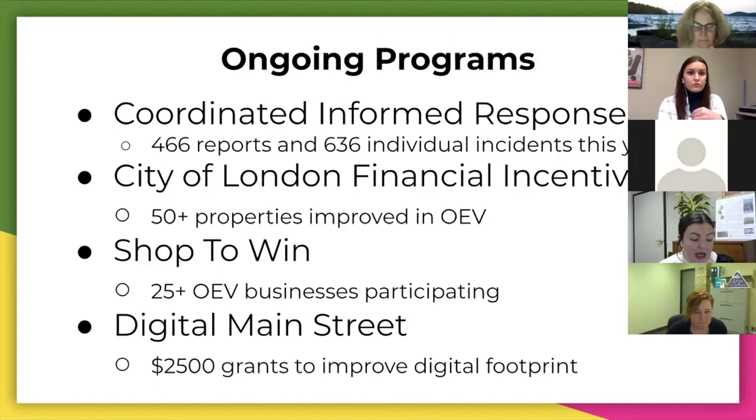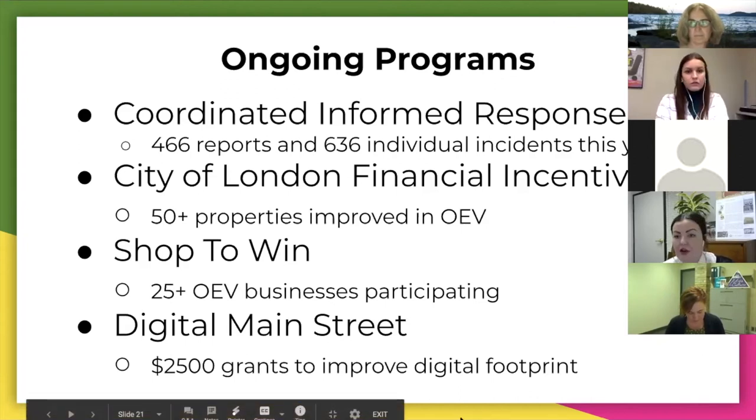This has been a very challenging year in terms of street activity in OEV, as it has been largely exacerbated by the COVID-19 shutdowns. Since the beginning of 2020, the OEV BIA has made 466 reports and requests for support to the City of London's informed response team, and this accounts for 636 individual incidents. Jen will speak more to the advocacy portion and efforts that are based on these numbers later on in her section.